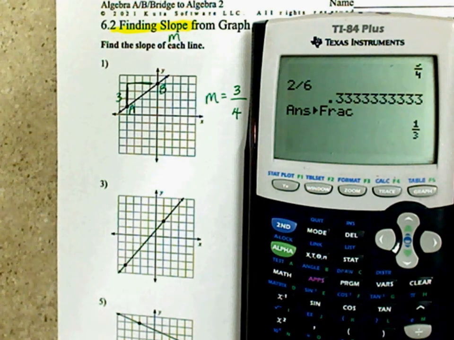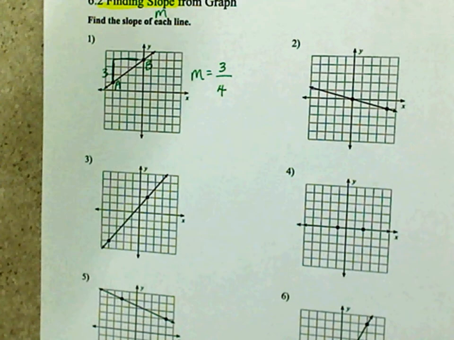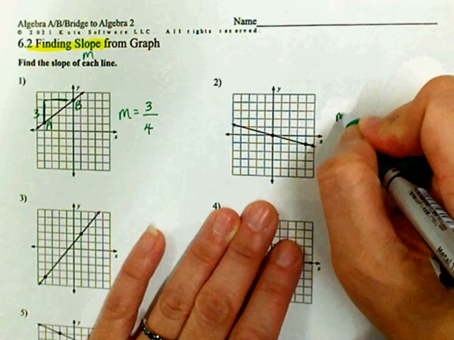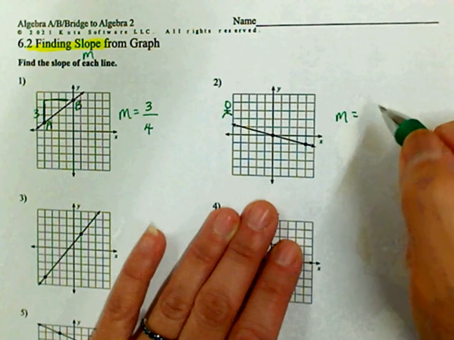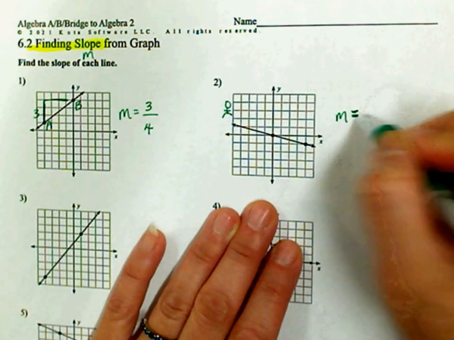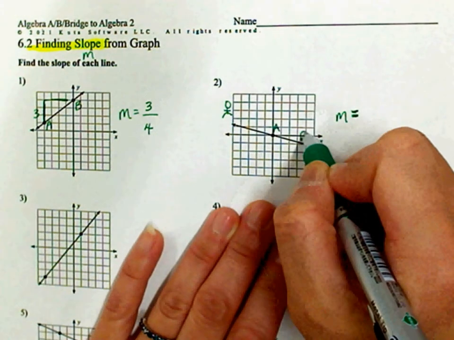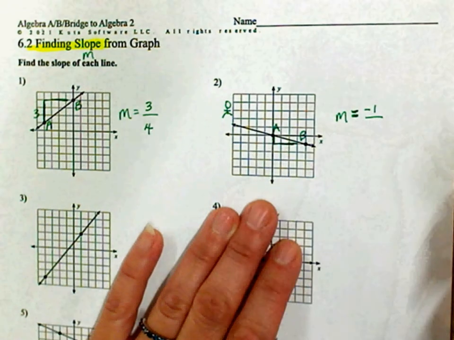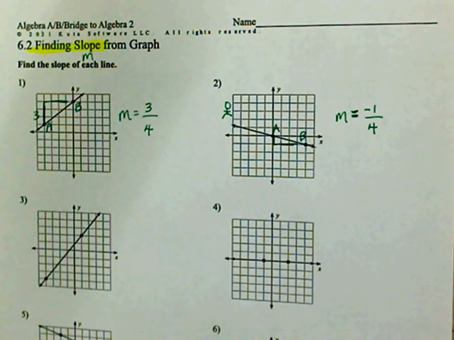Okay, let's look at number 2 real quick. My slope. Remember, you're standing on the left. Is that going down or up? It's going down. All right, so what's your slope to go from A to B? -1 over how many places to the right? -1/4. Okay, on the homework. Okay, so far so good? All right. Now, next part.